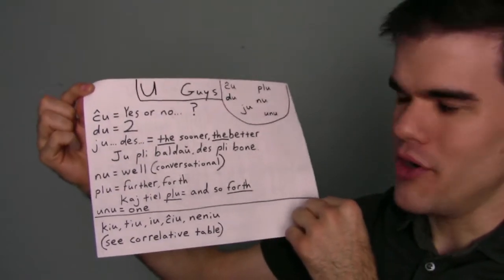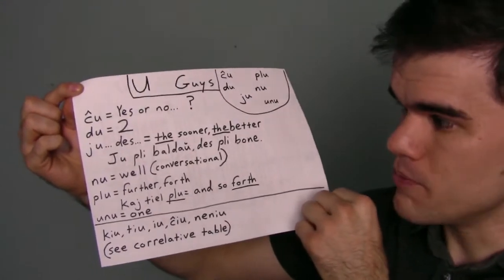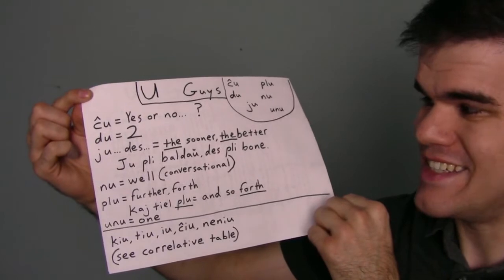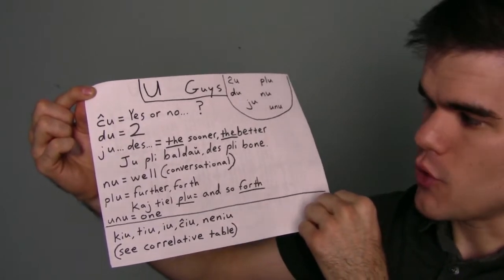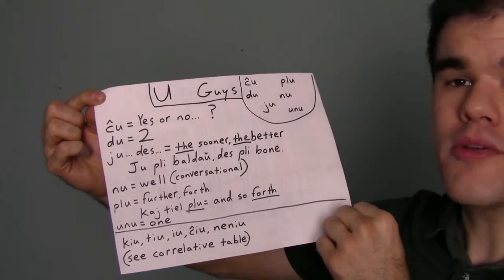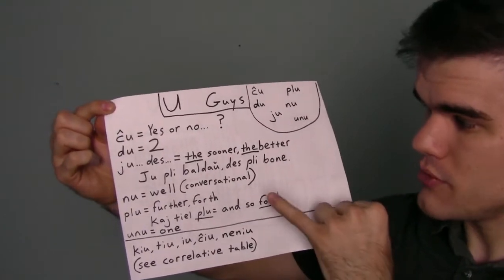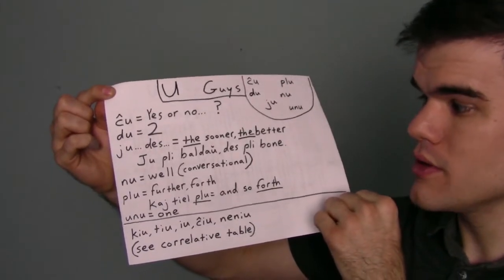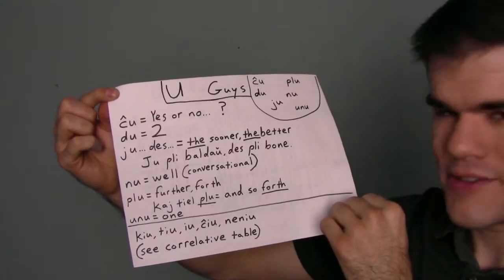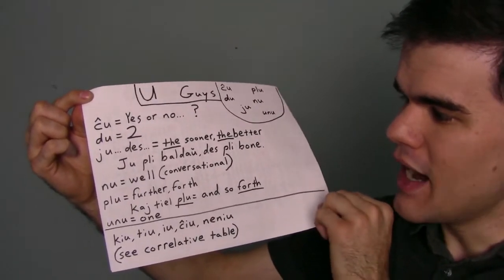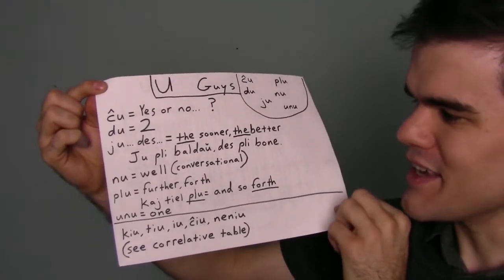Next, we have a simple one, du. That just means the number 2. Below that is u, which is often paired with des. And I'll show you how those work. It's kind of like in English when we say, the blank, the blankier. The more, the merrier. Or here, the sooner, the better would translate into u pli baldaŭ, des pli bone. The more soon, the more good. Okay? So almost always you see u and des side by side, but they are a unique case.